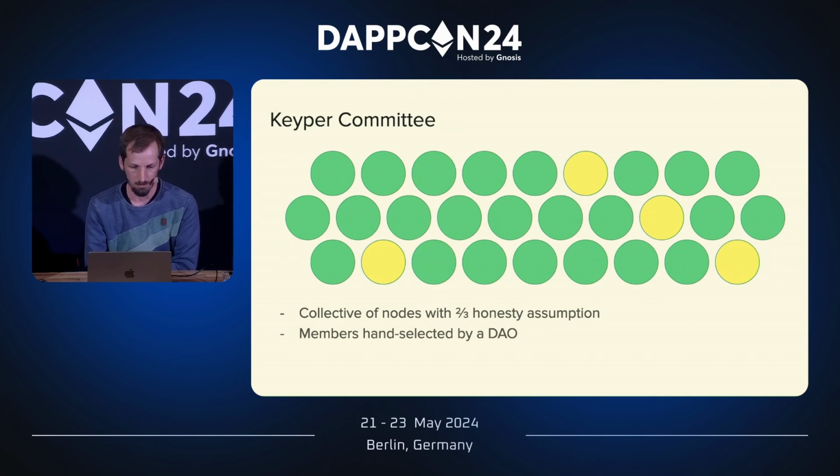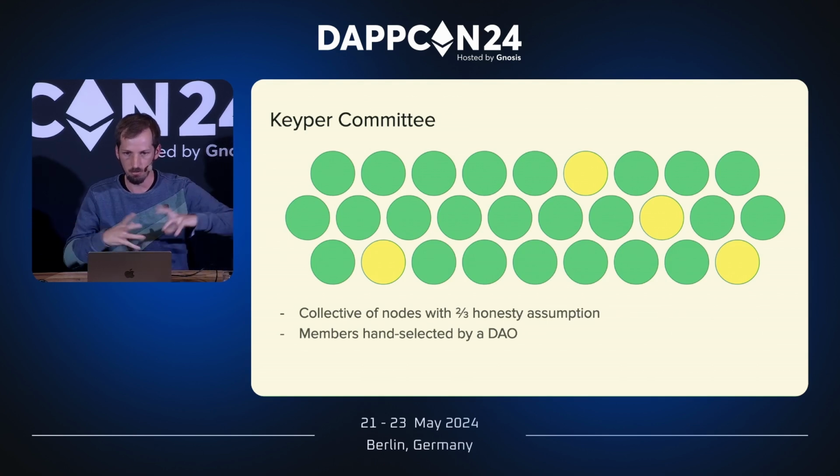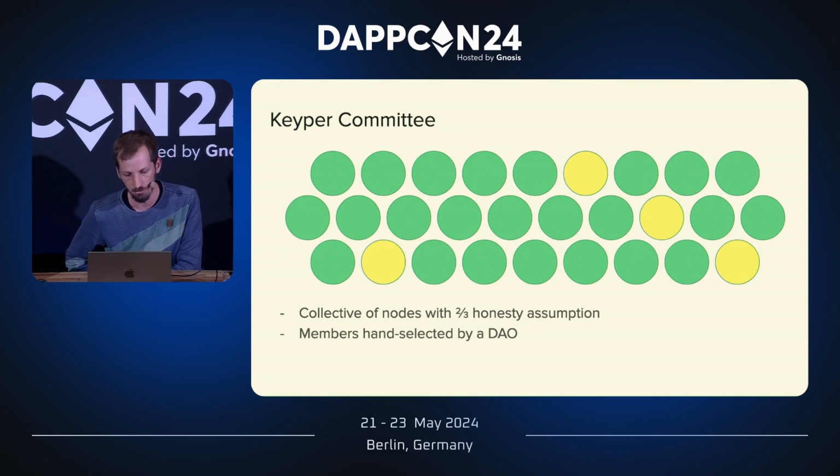And yeah, we have an honesty assumption. As long as two-thirds of those nodes are honest, the protocol is secure. And if they're not, if they decrypt too early, for example, if they collude, then the protocol is not secure anymore. Very similar to a blockchain. If all the validators would collude, you also have a problem.